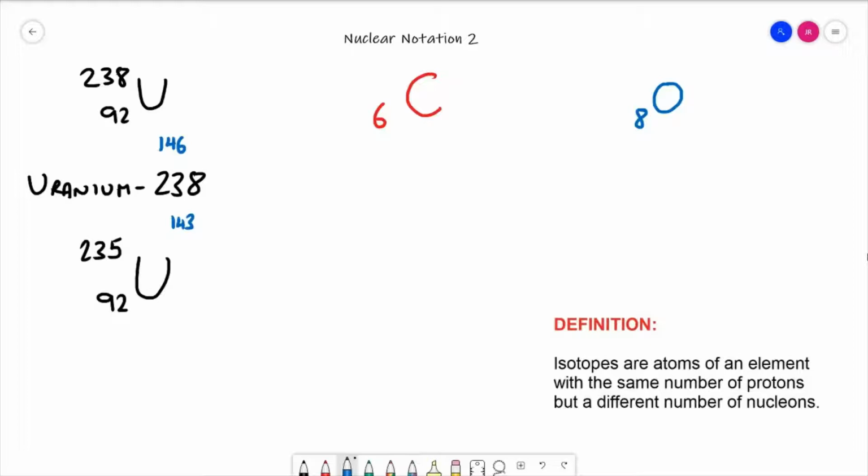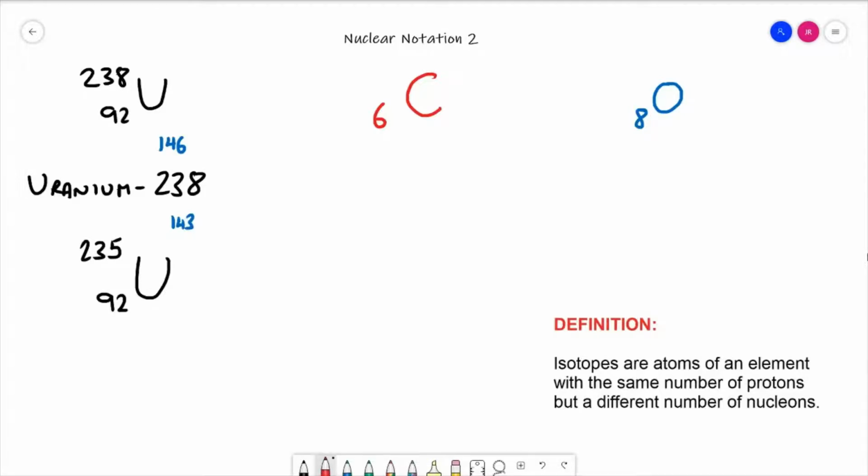Taking our 2 isotopes of uranium, uranium-238 and uranium-235, they are both still uranium because they both contain 92 protons. But as we said, they contain a different number of neutrons and therefore a different number of nucleons, and they then become different isotopes of uranium.